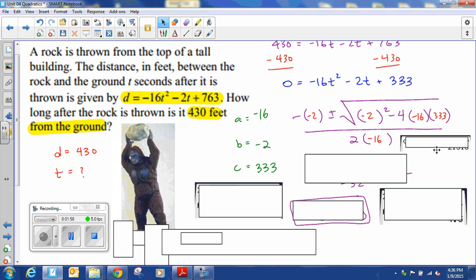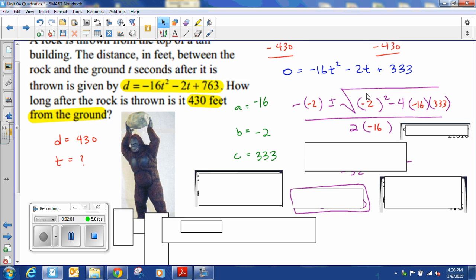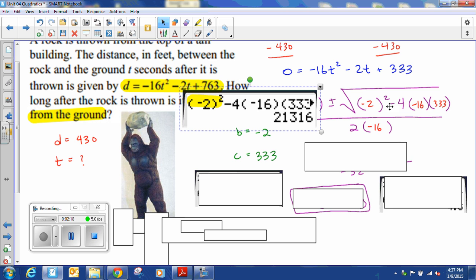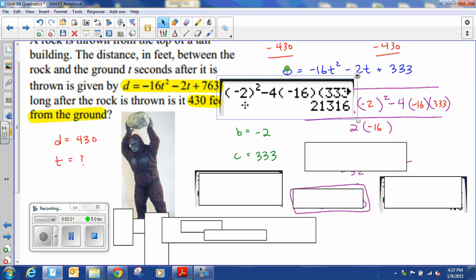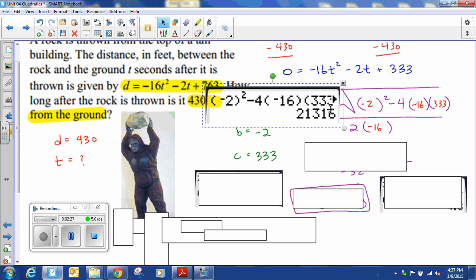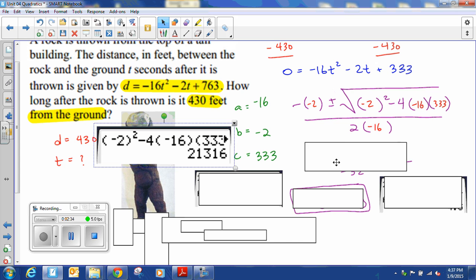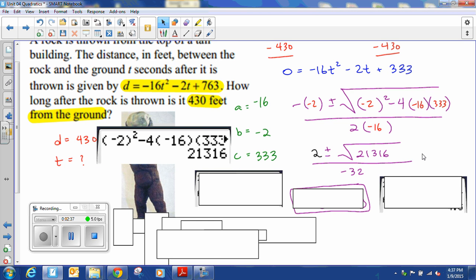Like I've suggested before, the most important thing when you're plugging the quadratic formula into the calculator is to do it a piece at a time. I recommend that you evaluate under the radical first. This is called the discriminant. Make sure whenever you're dealing with a negative number, especially when it's raised to a power, you put it in parentheses. So negative 2 in parentheses squared minus 4 times negative 16 times 333 is 21,316. So we take 21,316 and place it under the radical for this simpler version.